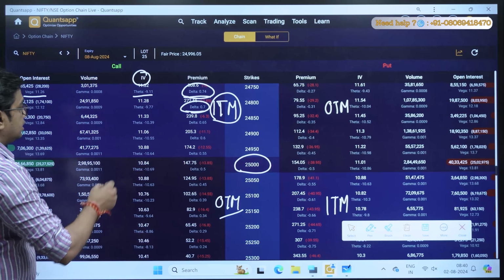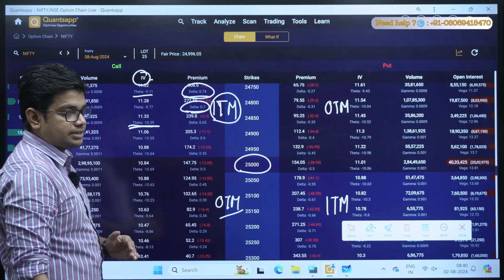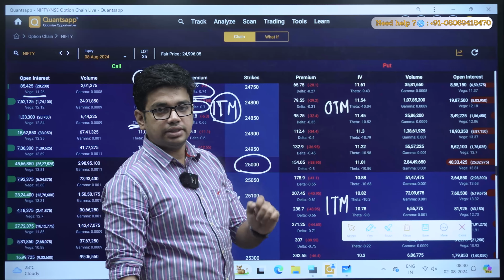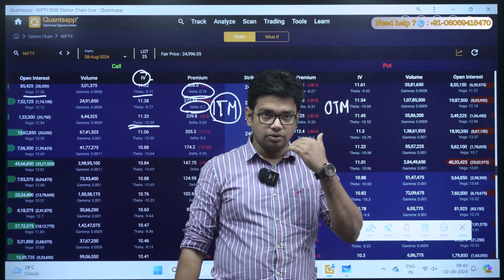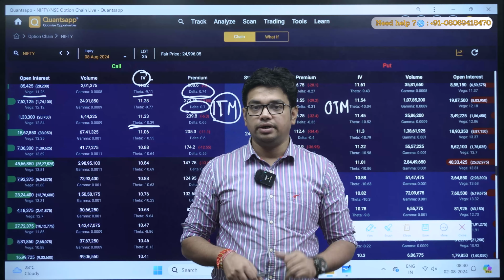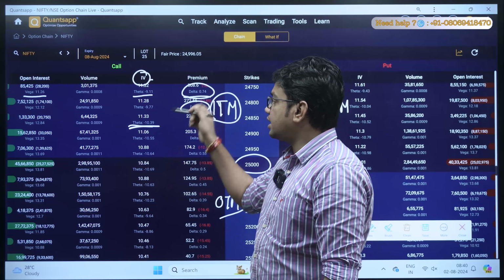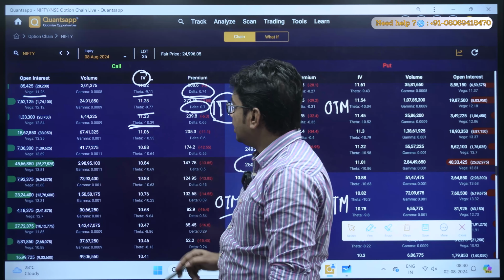Those factors are theta and IV. If the IV has decreased, then the premium will not increase in that manner, and it will not increase in a greater way, because the IV is low, so the premium will not fluctuate. That is the reason we should check IV before taking the trade. So IV and theta.